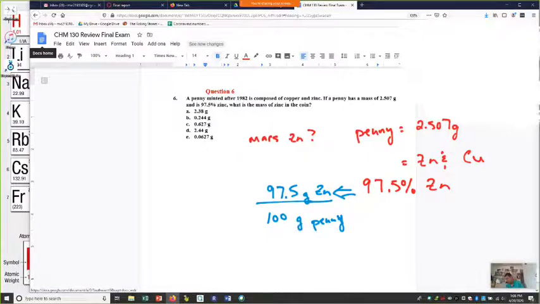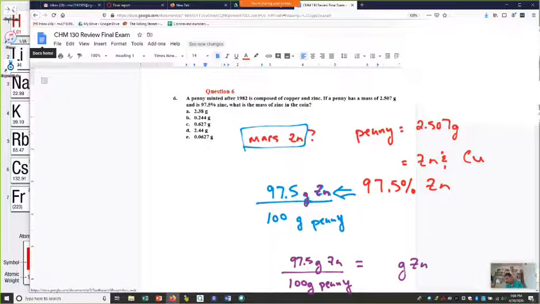Why does this become useful to us? We're being asked to solve for the mass of zinc. Okay, we now have a measurement unit, mass being grams of zinc, appearing. So if we folded this out into the unit system that we followed before, we want grams of zinc in our answer. We know we have 97.5 grams of zinc in 100 grams of penny.